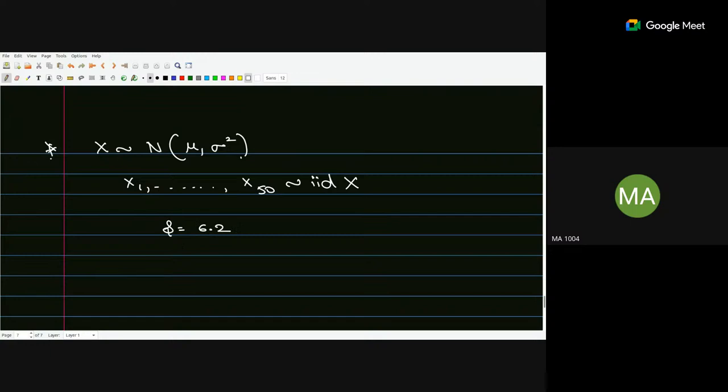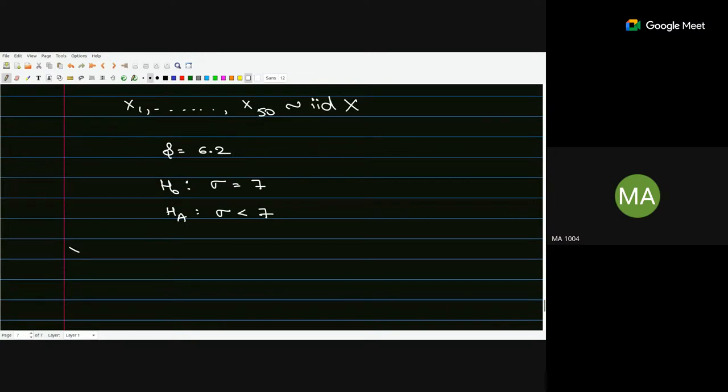Okay, and assume the null to be sigma is equal to 7 and the alternative to be sigma less than 7. You see, in this case we have sigma less than 7. So this is sigma equal to 7 and in the alternative, sigma less than 7. Now what conclusion would a chi-square test reach at a significance level of alpha equals 0.05? It asks what conclusion we make at the rate alpha equal to 0.05.